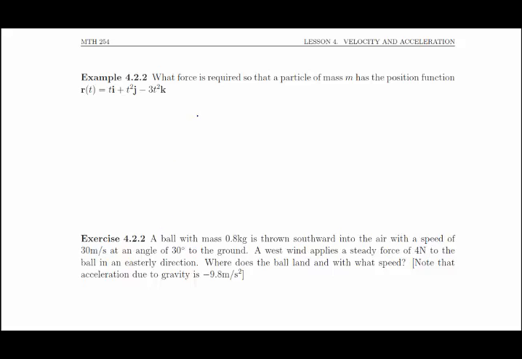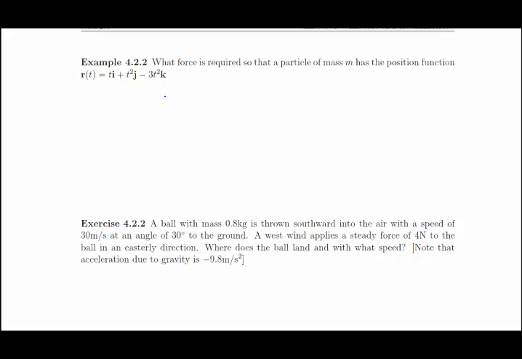For example 4.2.2, what force is required so that a particle of mass m has the position function r of t equals t i plus t squared j minus 3t squared k? So we just need to remember here that the force equals mass times acceleration, or if we want to keep this with our time, we have the force vector given some input t equals mass times the acceleration vector with some input t. So we really just need to find our acceleration vector function here.